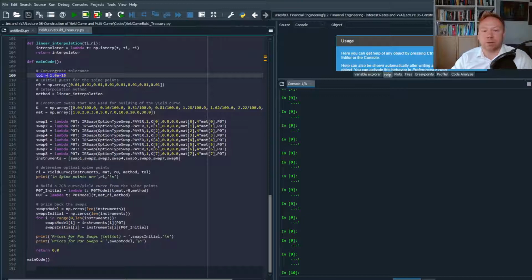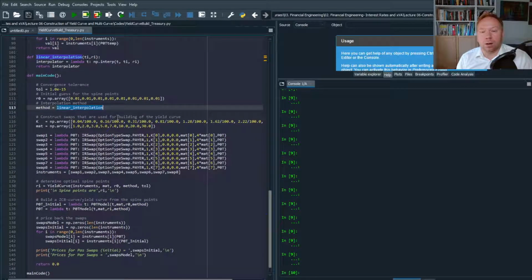You will see actually that at 10 to minus 15, this convergence in this kind of building of a curve only requires a few iterations to find a proper, or let's say, priced-back-to-par curve. We specify some initial spine points. I just chose everywhere to be 1%. So you see it's 1% for all of the instruments. Here, like I already mentioned before, it is very important for the building of a yield curve that we choose an interpolation routine. So here I have specified linear interpolation.